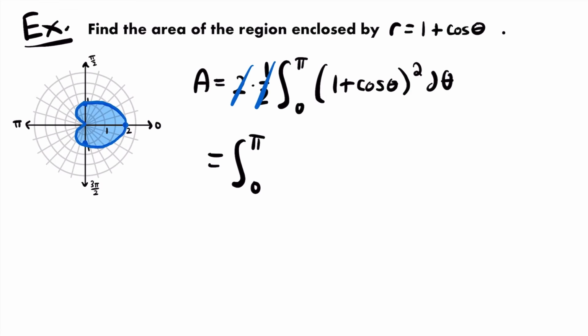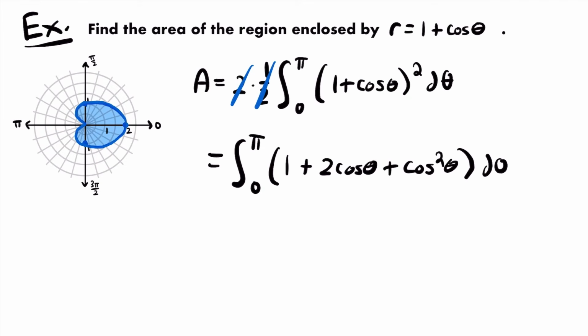And the easiest way to do that is to square the first term. So 1 squared is 1. So we'll have 1 plus these two terms multiplied together and then multiplied by 2. 1 times cosine theta is cosine theta, and then multiplied by 2 will be 2 cosine theta, and then we will square the last term. So we'll have plus cosine squared theta. And then don't forget d theta.